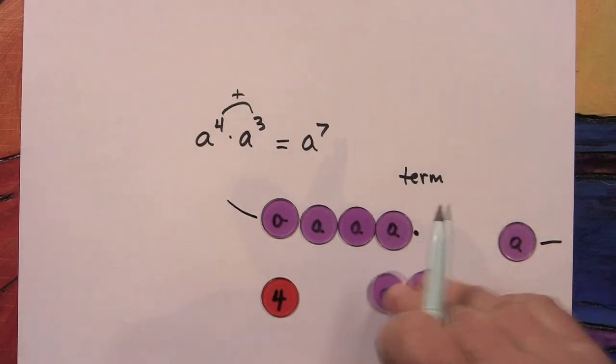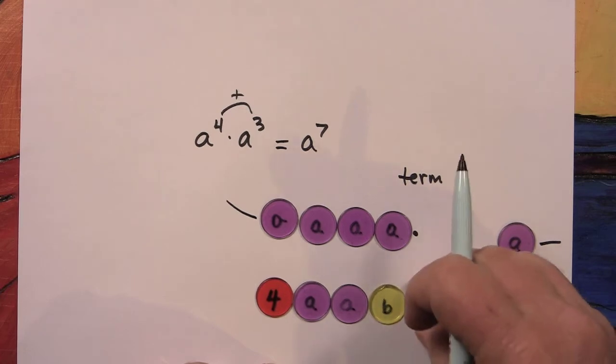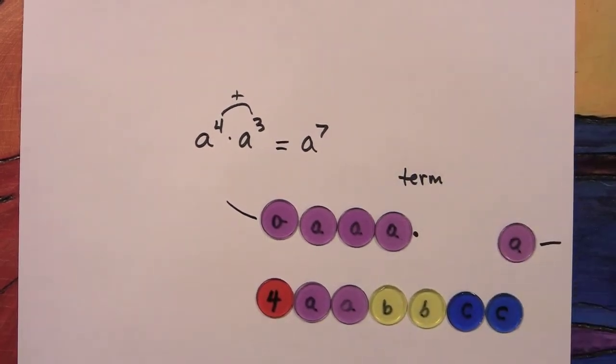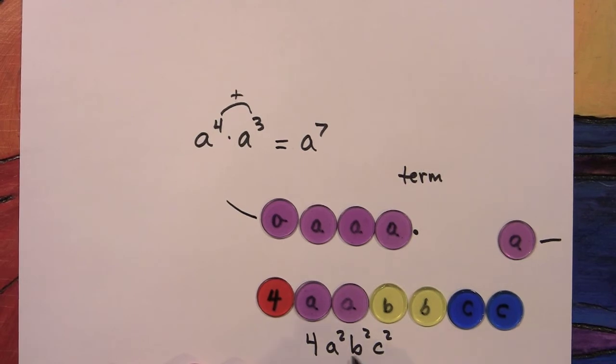And I'll borrow a few a's here, put a few b's on together in the string, maybe even a few c's. This is a string of beads, but all these beads are different from each other, and so we have to write it this way: 4a squared, b squared, c squared. Every time we change to a new kind of bead, we have changed what's called the base, and we still have a string though. This is all called a term.